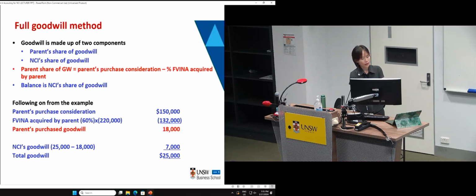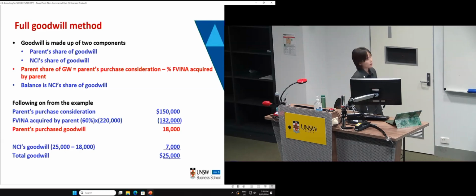Okay. Now once we find out the goodwill allocated to the parent, using total goodwill 25,000 minus 18,000, the remaining 7,000 is the amount of goodwill we allocate to NCI. Okay. Now this is one way of doing the calculation. I'm going to show you the alternative way.